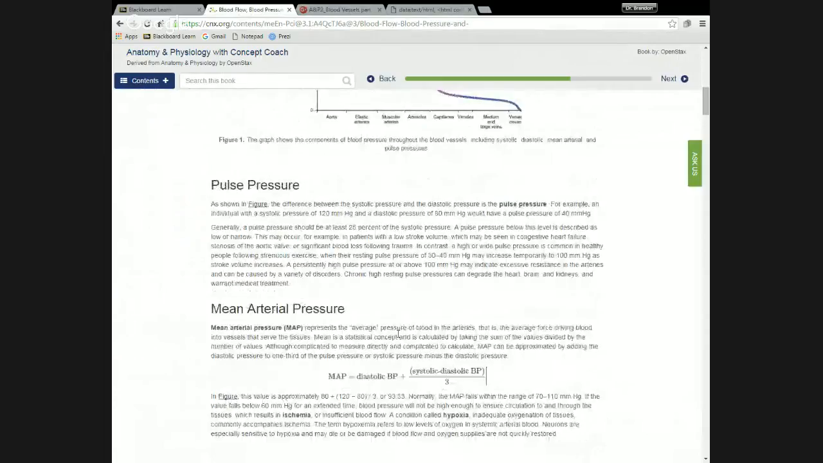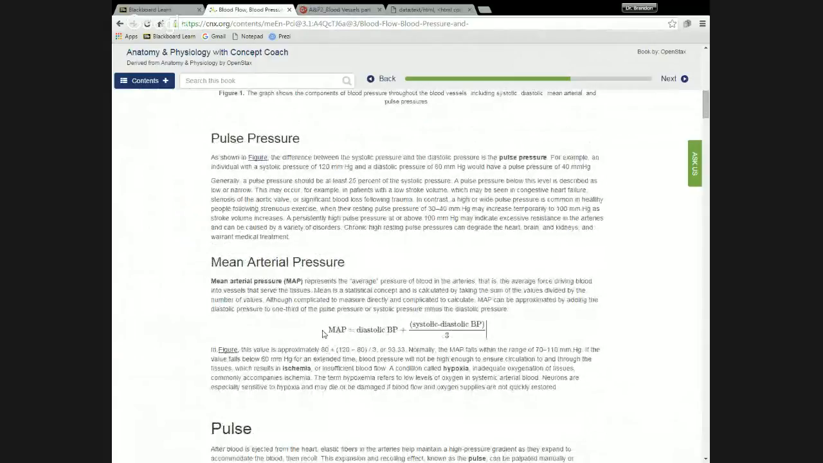So here's the definition of mean arterial pressure. What I typed on the screen a little bit ago: diastolic blood pressure, which would be 80, plus systolic minus diastolic blood pressure, which is the pulse pressure, divided by 3, gives us mean arterial pressure. Okay. And here they show that written out in the text, which gives us 93.33 for that mean arterial pressure.